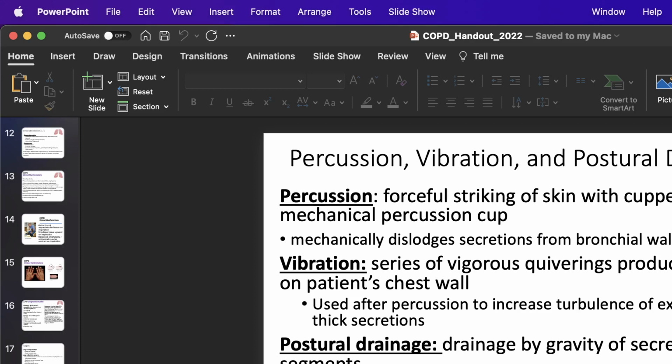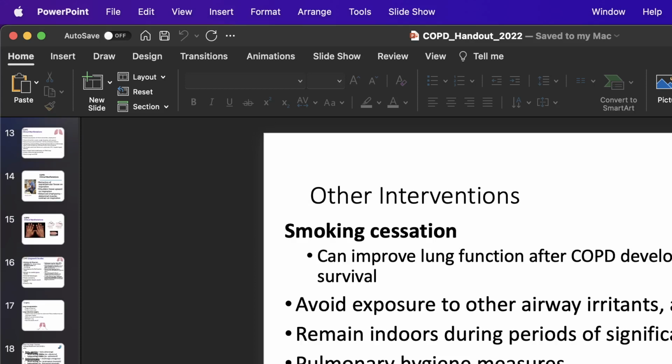So our goal is patency of airways, obviously, facilitate drainage of mucus, get it out, and then huff coughing is here, we talked about that already. Other interventions, smoking cessation, really hard to do. The guidelines actually say, and I'm gonna ask though, 'cause I'm just curious.